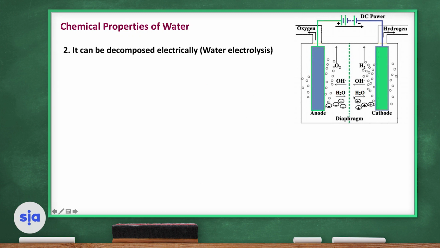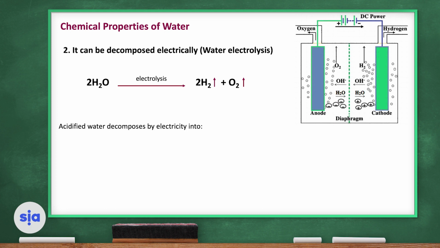Now, what is this apparatus in front of you? This apparatus is actually a device used for water electrolysis. Water electrolysis means that we will decompose water electrically using an electric current. This is the equation for water electrolysis. Two water molecules will give us hydrogen gas and oxygen gas. This means that the hydrogen and the oxygen gas will be separated from each other by an electric current.